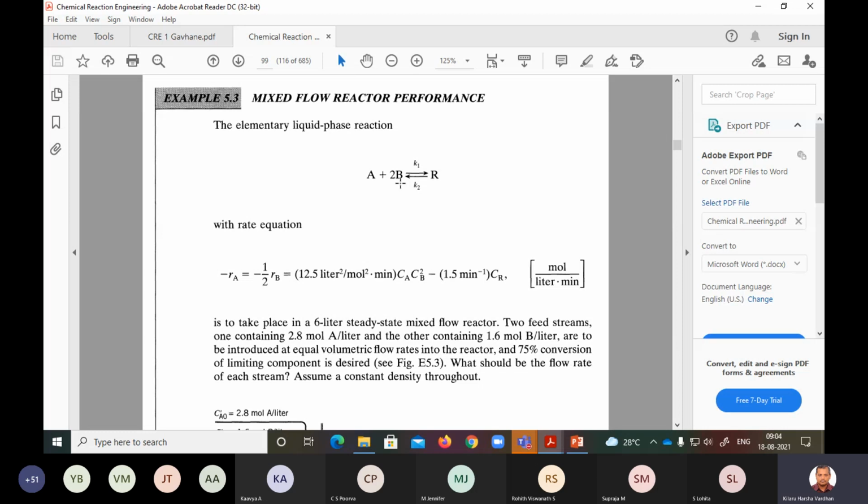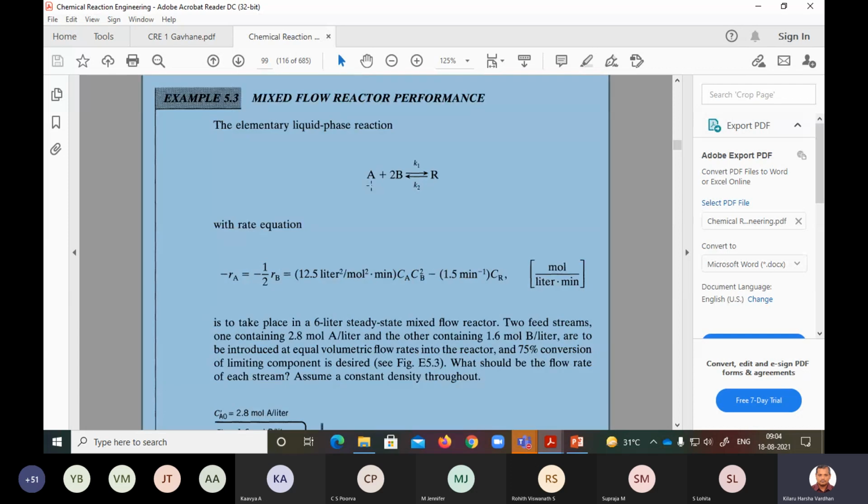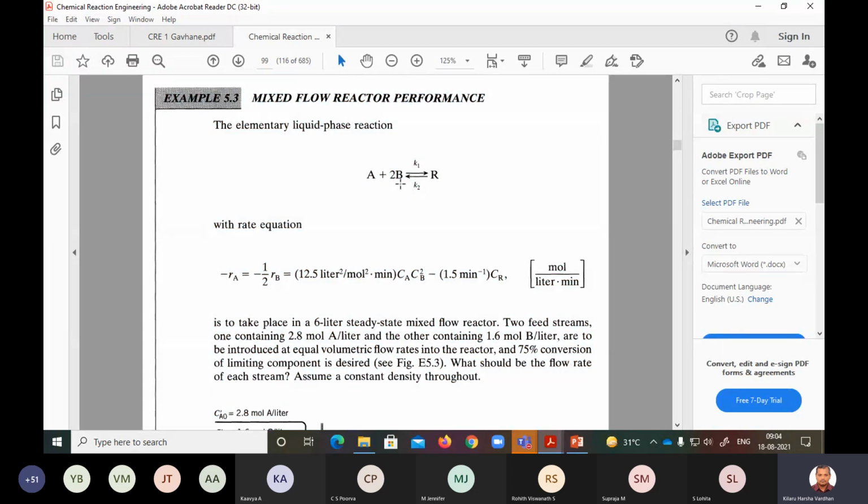Some noise I am getting, please mute yourself. Okay, thank you. So minus Ra is half of minus Rb. How am I writing this? Can anyone tell? Minus Ra is half times minus Rb. That is the rate of disappearance of A and the rate of disappearance of B, because of the coefficients: minus Ra by 1 is minus Rb by 2. That is how you get it. Either you can write in terms of minus Ra or minus Rb. He himself is giving you 12.5 liter square per mole square per minute.